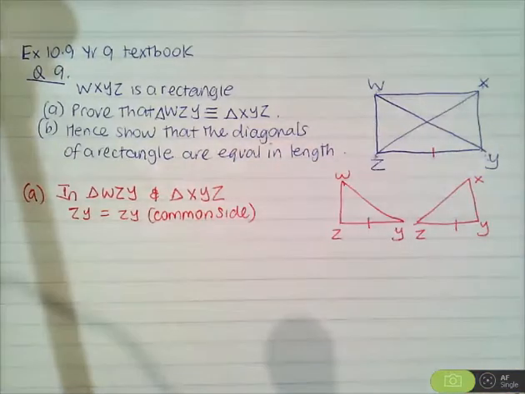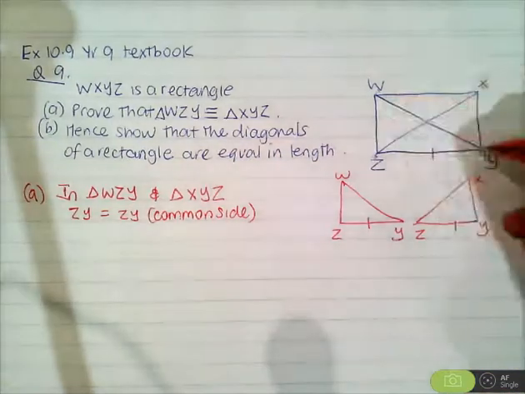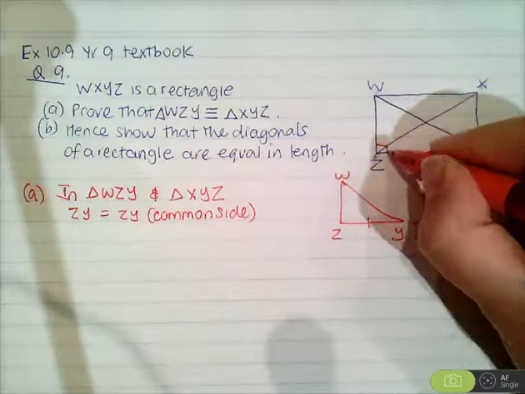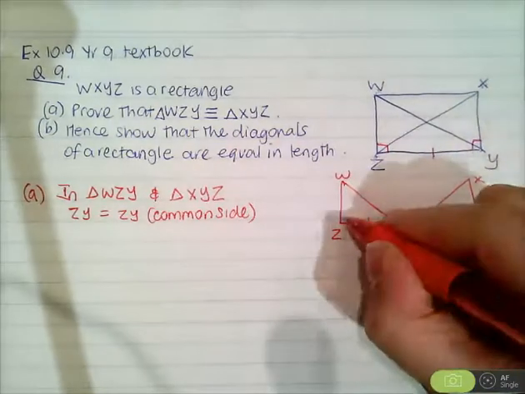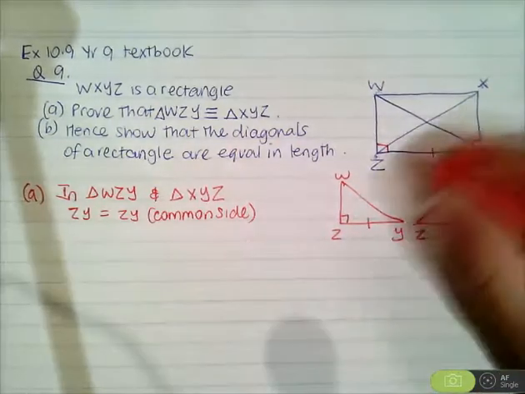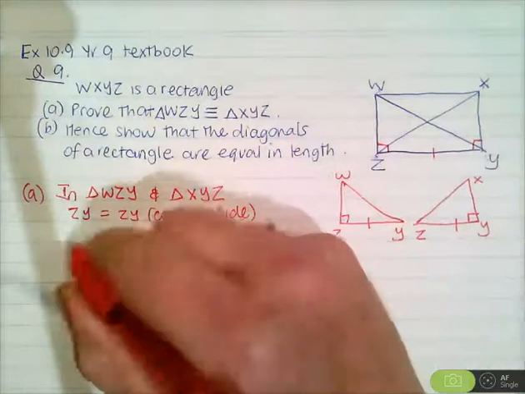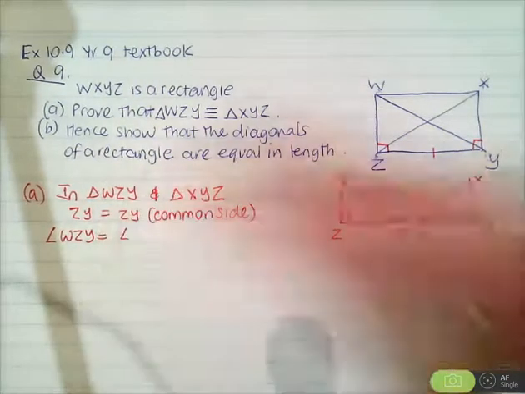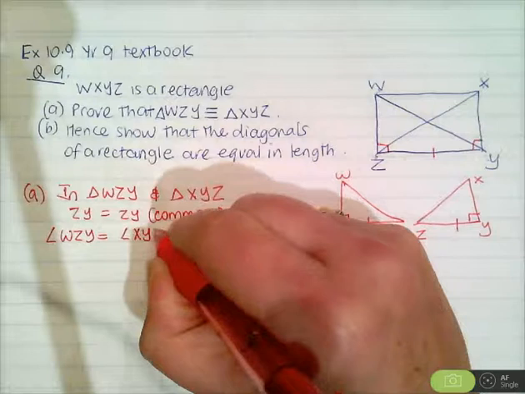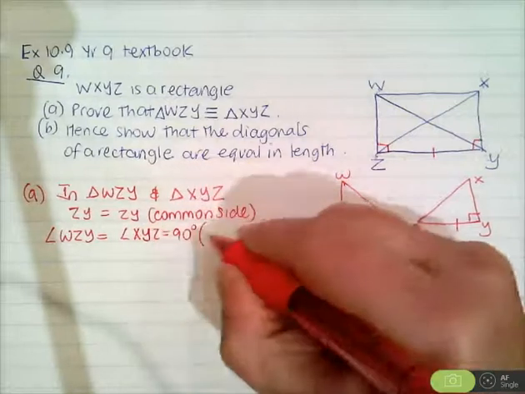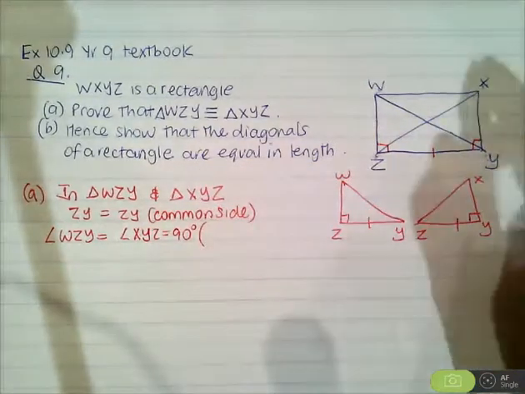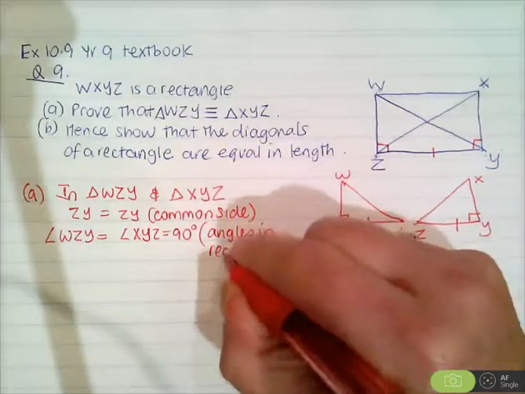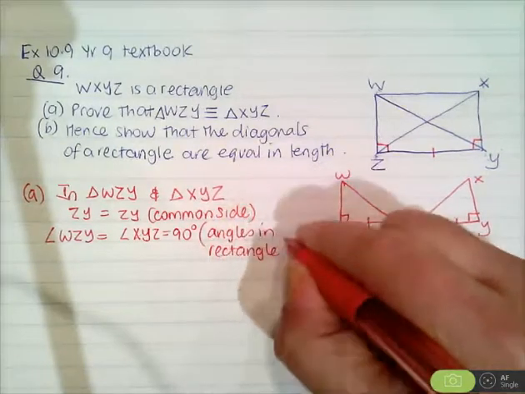Okay, what else do we know? Remember these two triangles are sitting there, and this angle here is 90 degrees, and so is that. So I'm going to put them down here. See, it's much better to draw them separately. So I'm going to say angle WZY is equal to angle XYZ, which equals 90 degrees, and that's because angles of a rectangle are 90 degrees. So angles in a rectangle, they're all 90 degrees.